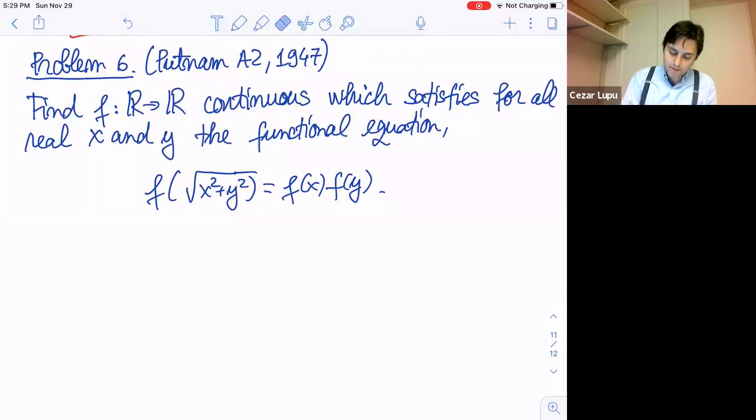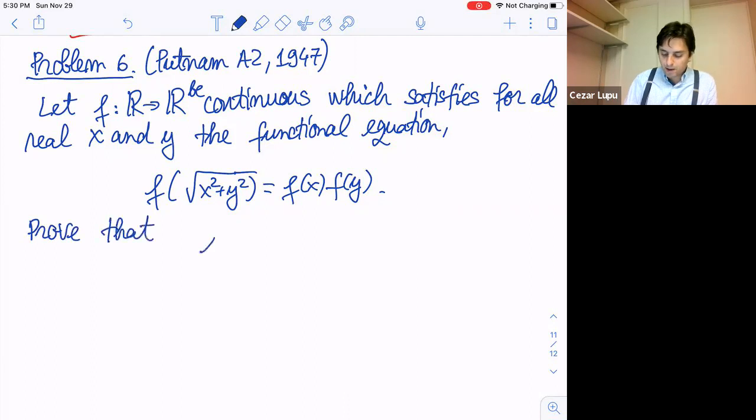In fact, let me write it like this. Let f be continuous, which satisfies this, right? Prove that f of x is nothing else than just f of 1, everything to the power x squared.